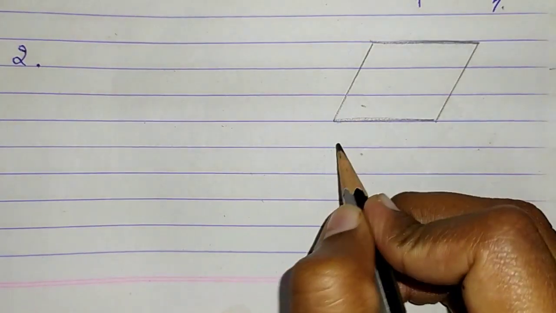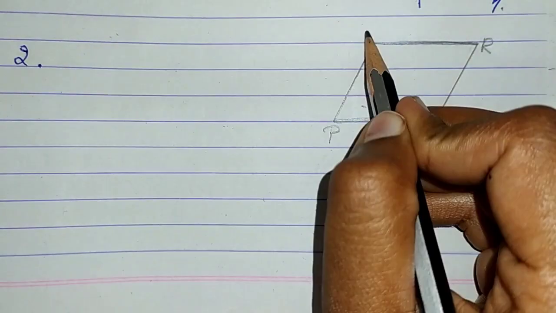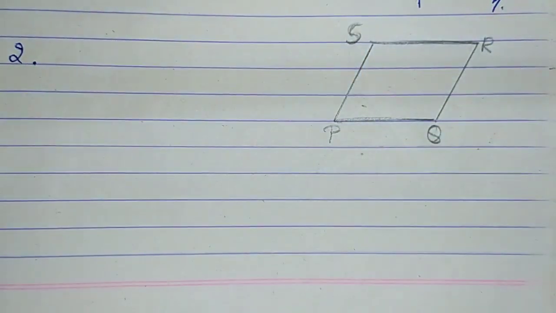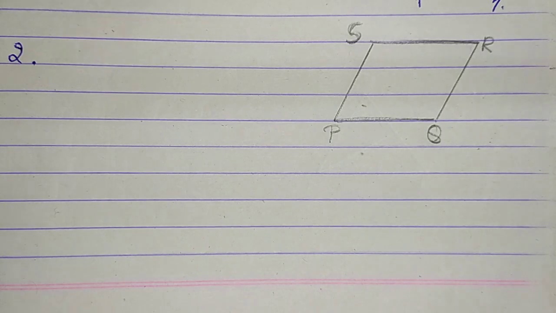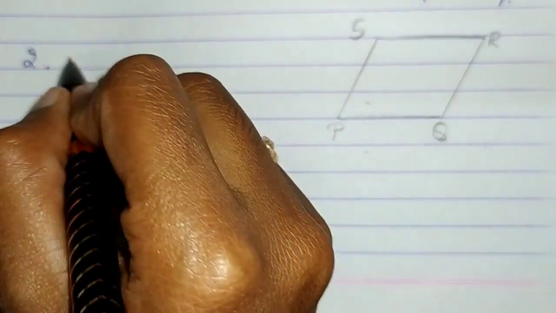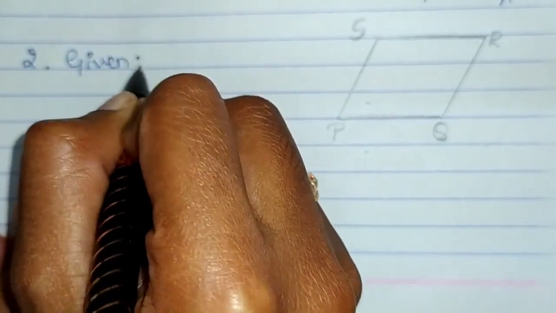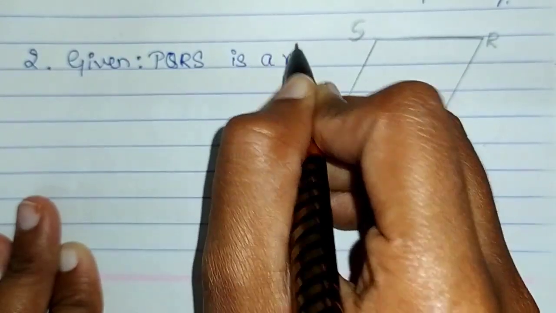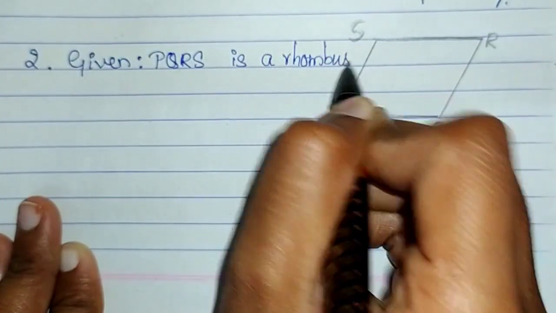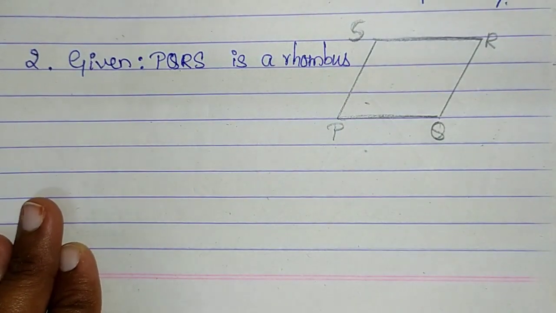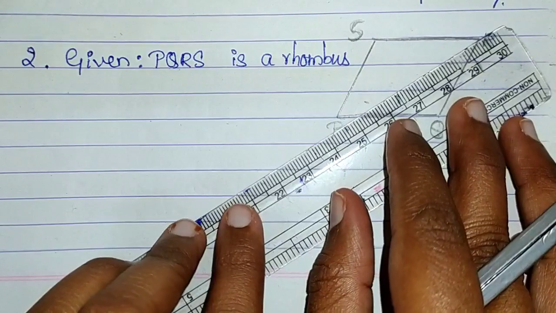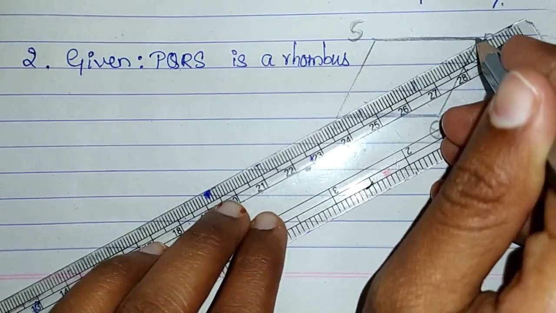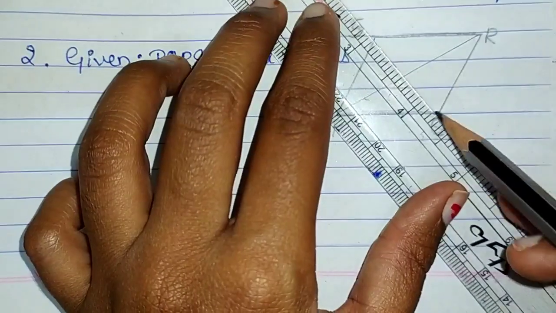In the second question, we need to prove that diagonals of a rhombus are perpendicular to each other. We know that rhombus is also a type of parallelogram in which all the sides are equal. So, given PQRS is a rhombus with all sides equal, and it has the diagonals, namely PR. This is the first diagonal PR and the second diagonal SQ.